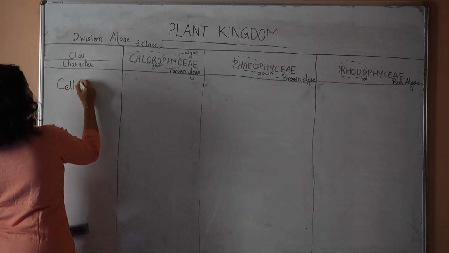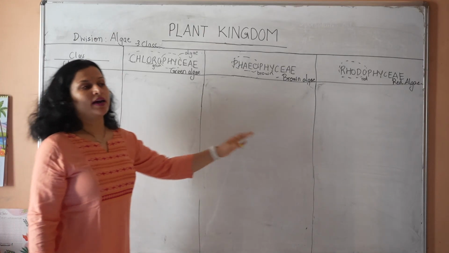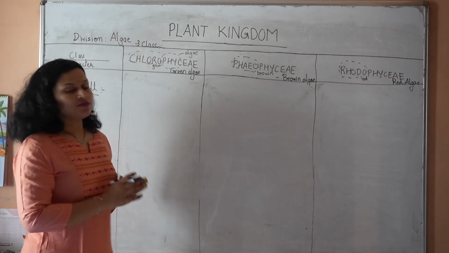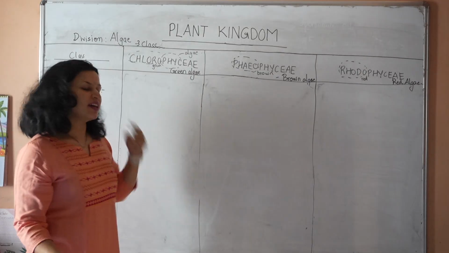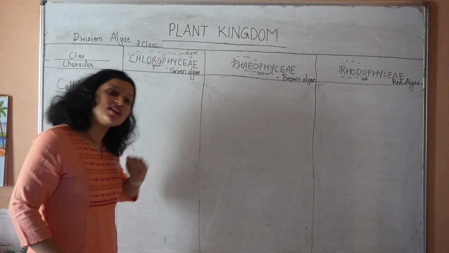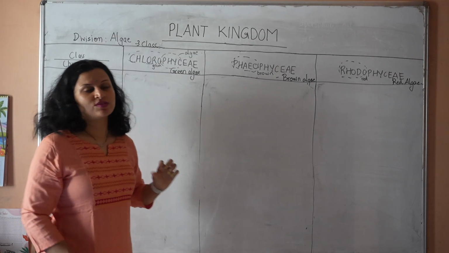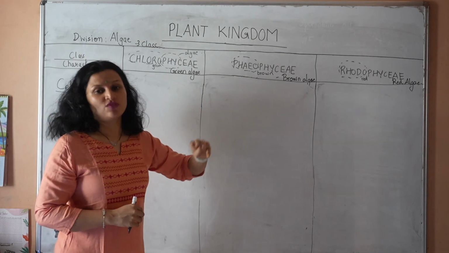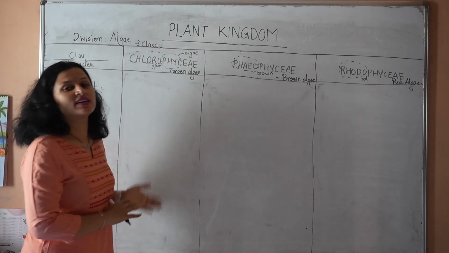Next we discuss the cell wall. All three types of algae will have a cellulosic wall since they are plants, isn't it? But the difference between the algal cell wall and the rest of the divisions is that the algal cell wall has got an additional layer of jelly-like substance outside their cellulosic cell wall, which you will not find in any other division. Why? Because these are the only plants that are aquatic.